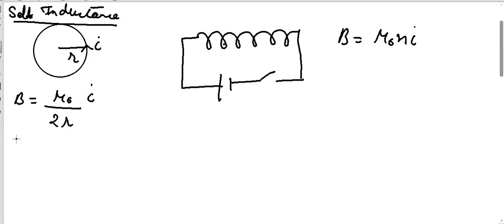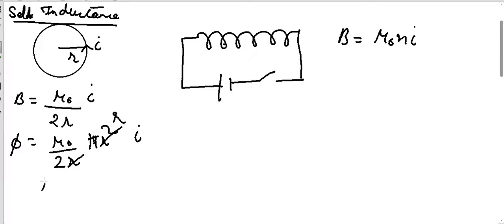So what is flux? Here in this case, flux is nothing but B into A. So mu naught I by 2r, into the area. The area of this is pi r squared, into I. This can be simplified: this r is cancelled, so we get mu naught pi r by 2 into I.